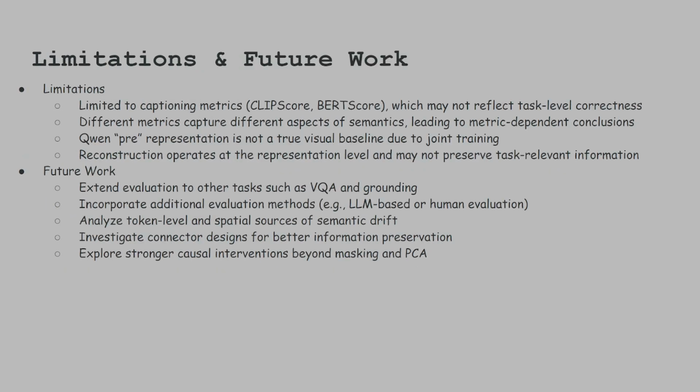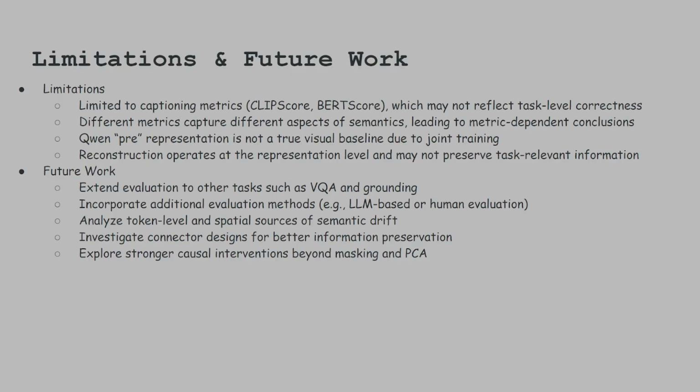And here are the limitations and what we can do in the future. First of all, the CLIP score and BERT score probably don't really reflect task-level correctness, and different metrics will probably give us different conclusions. For example, the original paper used CIDEr, but we can't really use it because our dataset doesn't have multiple captions. Also, Qwen's pre-representation vector is not really a true visual baseline, so our geometric proof is not that valuable, I would say.